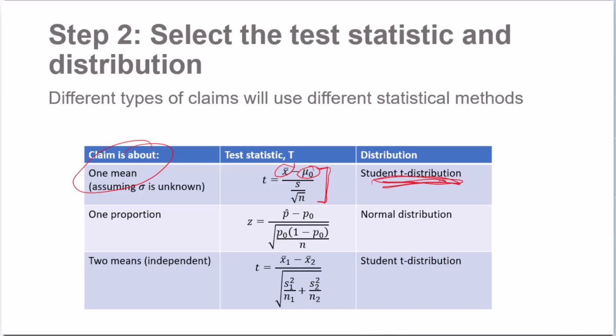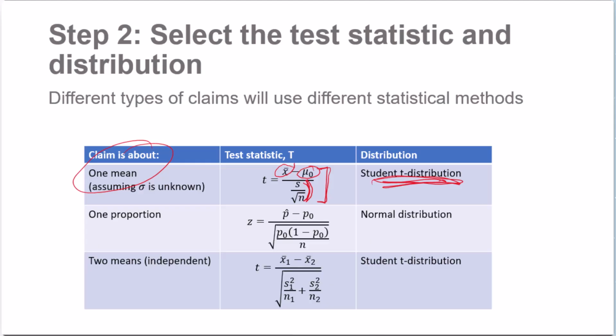And then in the denominator, we have this s over root n, which should look familiar from our interval estimates. This is similar to sigma over root n, which comes from the central limit theorem. This is the standard deviation of the sampling distribution. So we're calculating what would be sort of like a z-score, although we're not using z here because this is a t distribution rather than a normal distribution.